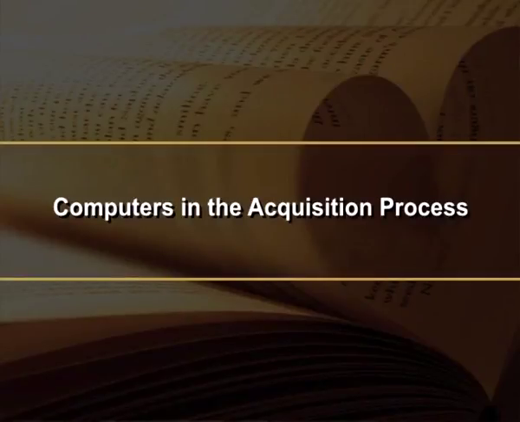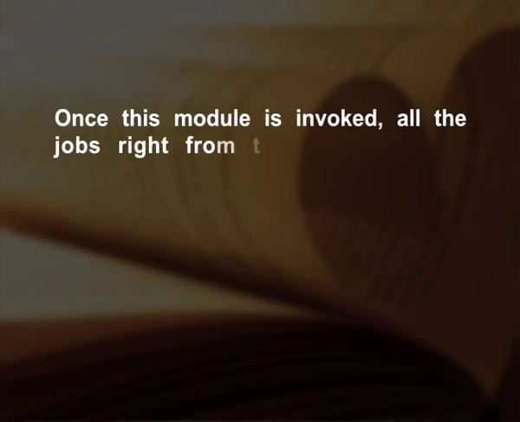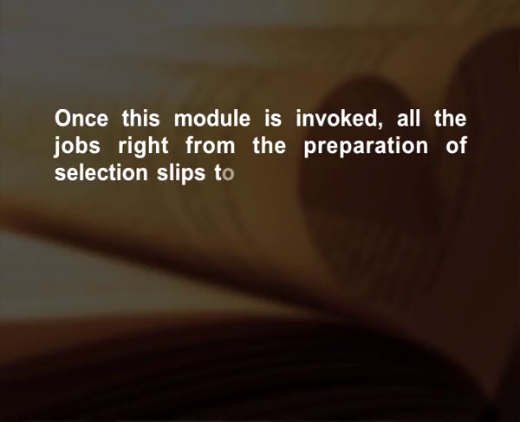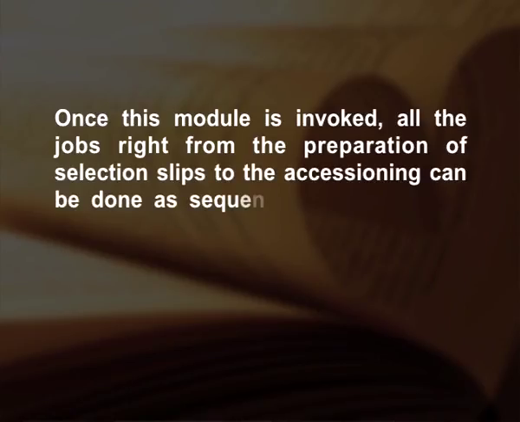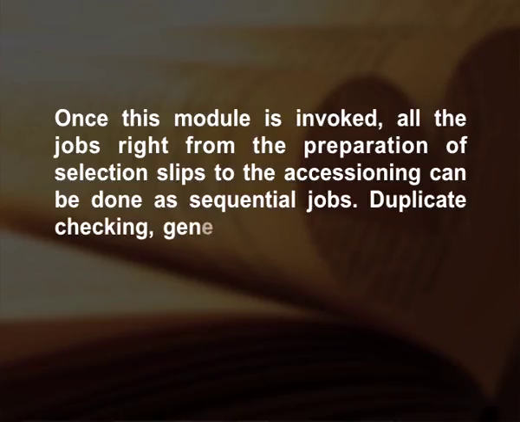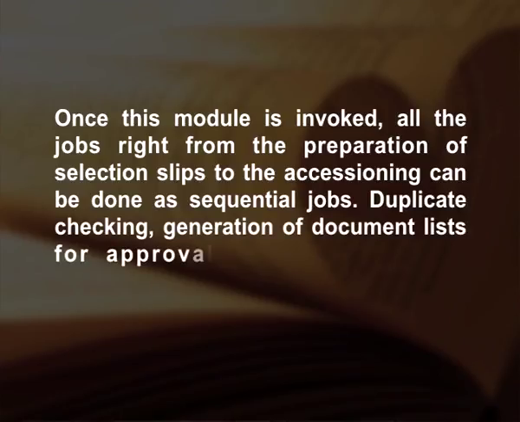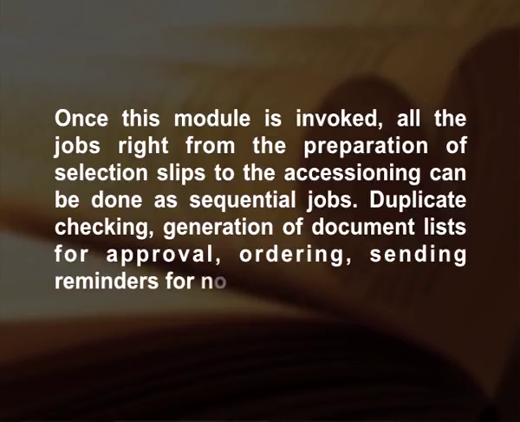Computers in the acquisition process. Acquisition is one of the first processes that began to be automated, next only to cataloging. In any library management software, the first module will be acquisition. Once this module is invoked, all the jobs right from the preparation of selection slip to the accessioning can be done as sequential jobs. Duplicate checking, generation of document list for approval, ordering, sending reminders for non-receipt of documents, etc. are done as routine activities.